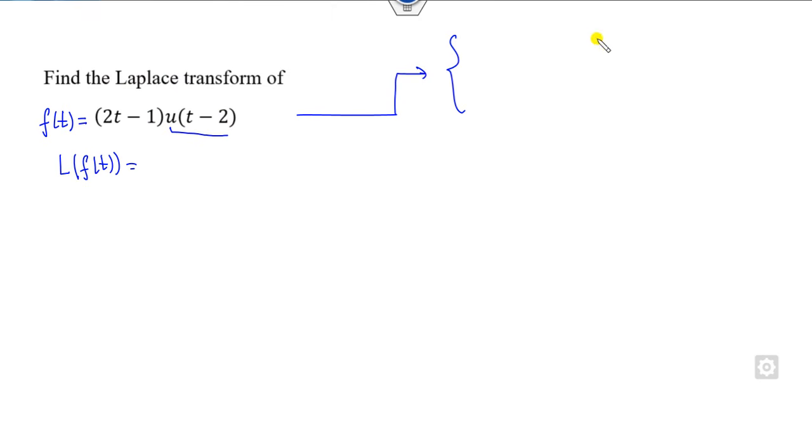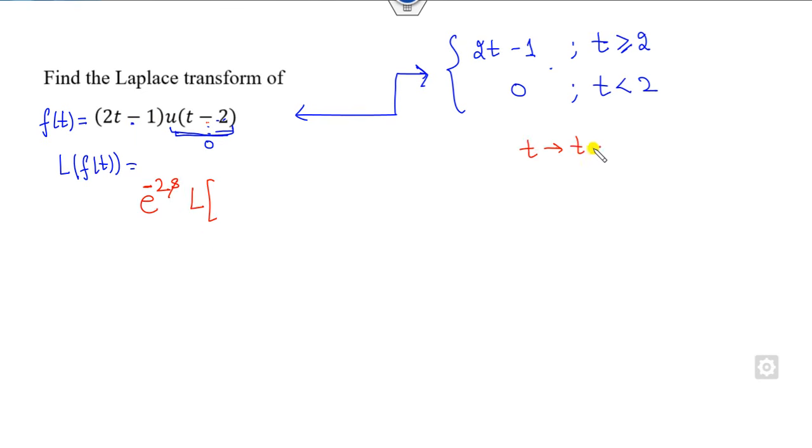What is the meaning of this? I can write this function as, whenever t is greater than or equal to 2, this value will be 1, so if I multiply this by 1, it will be here. And whenever t is less than 2, this value will be 0, so 0 multiplied by this is here. So you can write this function in the form of this one. Now what is the Laplace of this? Again, a is 2. So e raised to power minus 2s, Laplace of, I have to replace t with t plus 2. So it's 2 times t plus 2 minus 1.